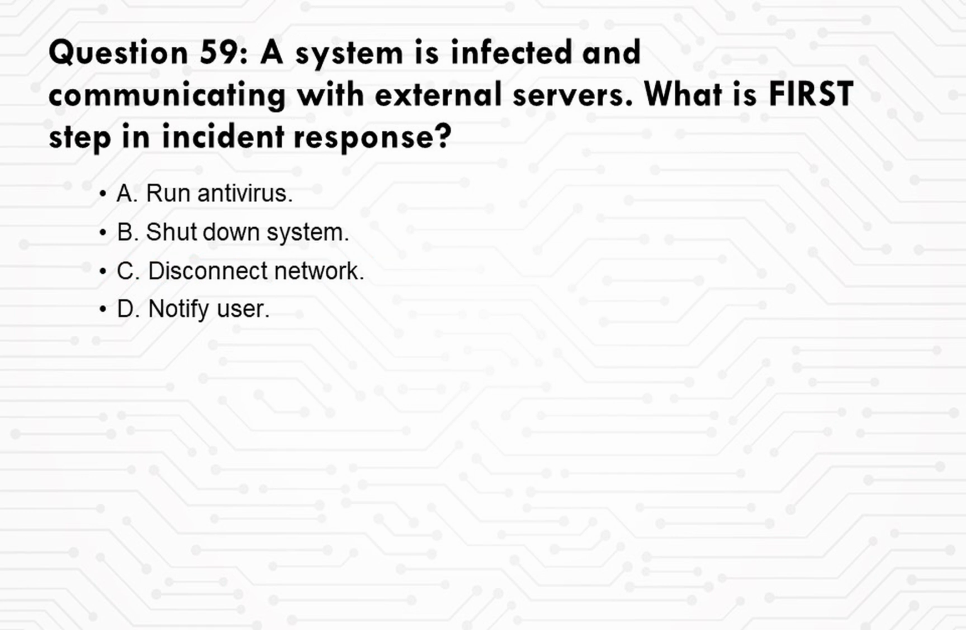Question 59. A system is infected and communicating with external servers. What is the first step in incident response? A. Run antivirus. B. Shut down system. C. Disconnect network. D. Notify user. Answer: C. Isolation prevents further spread or data exfiltration.